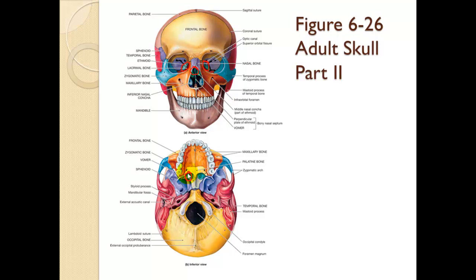Again, showing the green, which is the ethmoid bone. Foramen magnum, which is where your spinal column comes out. Atlas and axis, we'll need to talk about those. Take a look over these.